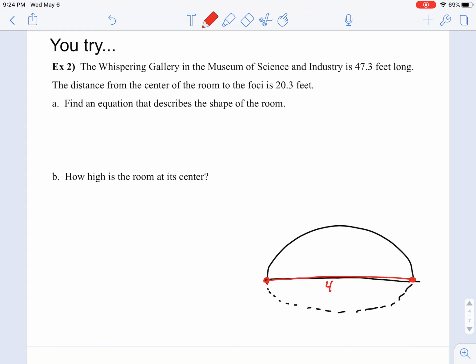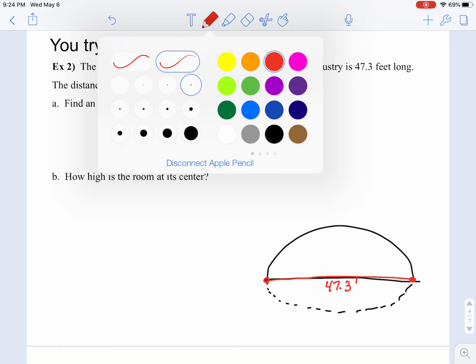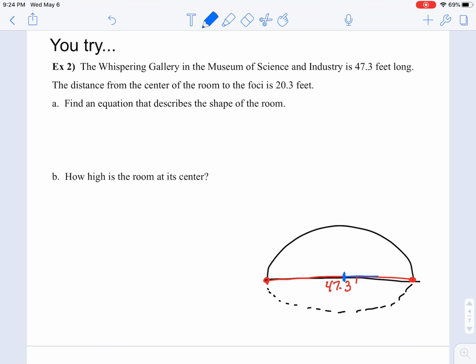We know that the room itself, from one end of the room to the other end, is 47.3 feet long. The distance from the center of the room to the focal point is 20.3 feet. So from the center of the room to one of the focal points is 20.3. Now remember, there are 2 focal points and they will be inside the ellipse, which means there's another focal point on the other side, and it's also 20.3 feet. If I want to think about this center point, we know that the full distance from one side to the other is 47.3. If we divide 47.3 in half, I'm going to write that at the bottom, we get 23.65. So that means that from the center point all the way to one side of the room is 23.65 feet. From that center point to the other side of the room is also 23.65 feet.